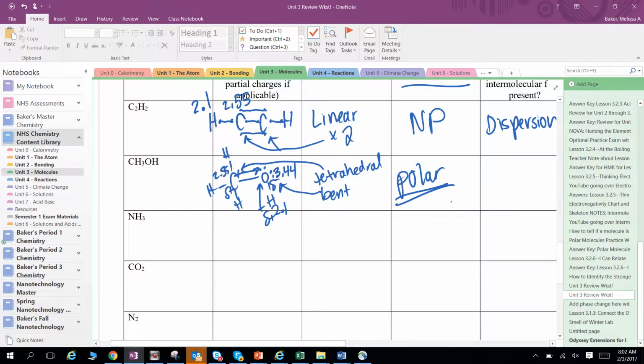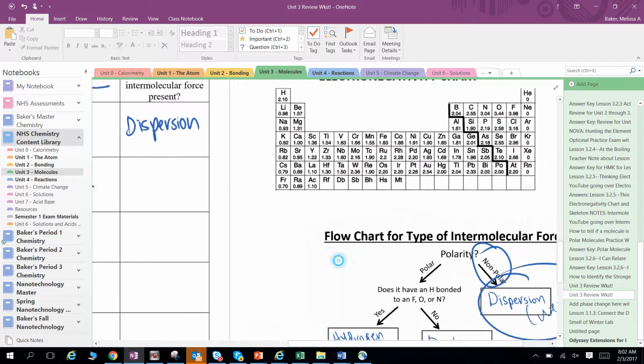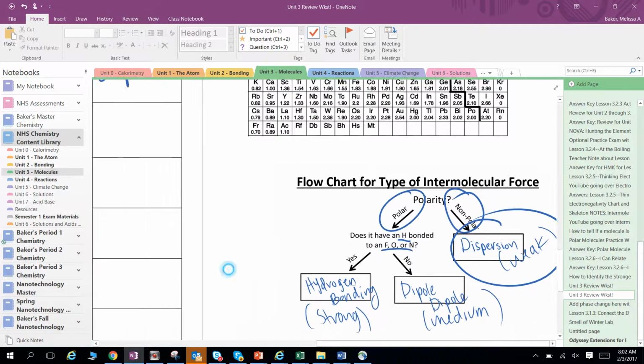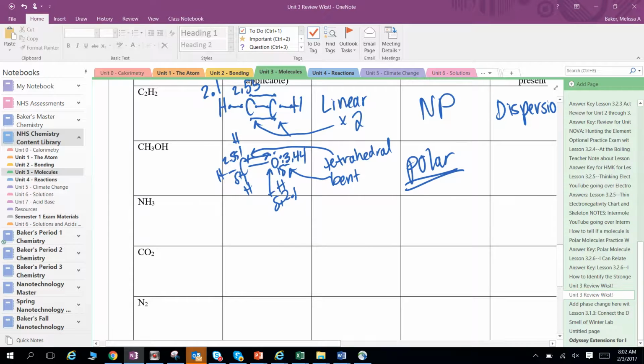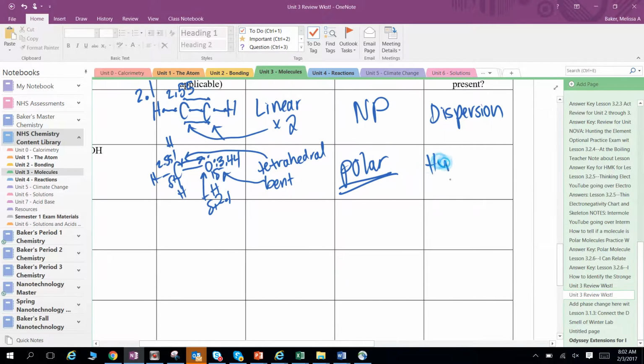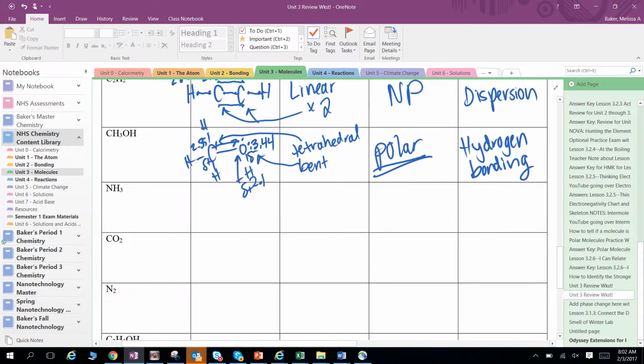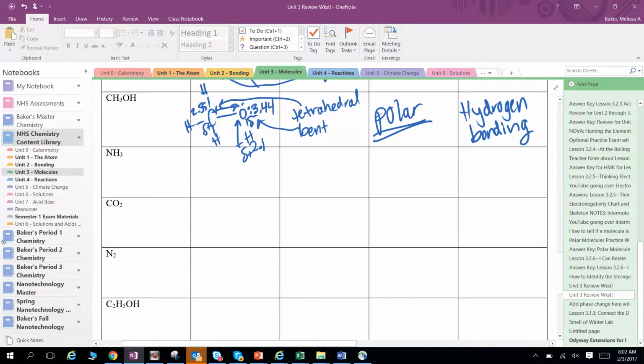Anytime you have a molecule that results in partial charges, it's polar. So now we go and say, okay, does it have an H directly bonded to an F, an O, or an N? Yes, it does. That means that this molecule, when it's with a bunch of other molecules of its type, is going to have very strong intermolecular forces between the molecules, hydrogen bonding forces.